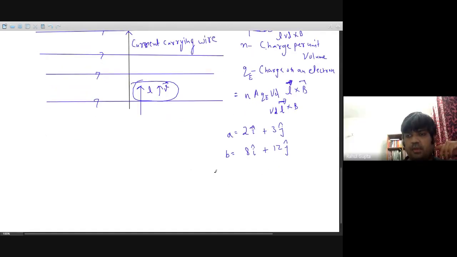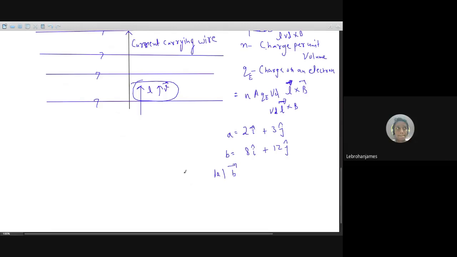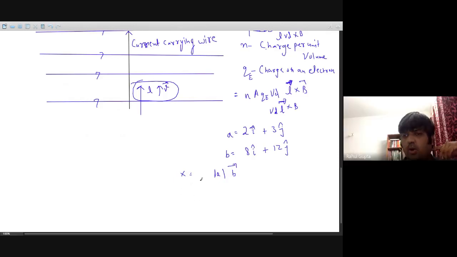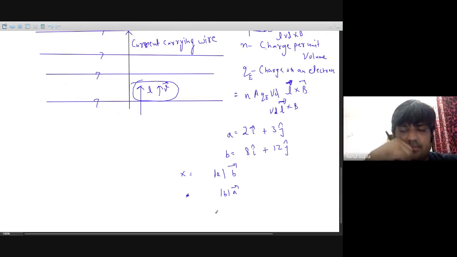Now, let's say I write two vectors, mod A into B. This is one vector. Do you get why this is a vector? Because mod A is a scalar, a value, and a scalar multiplied by a vector is a vector. Or I write mod B into vector A. Are the two things same or not? You will find that both are same.